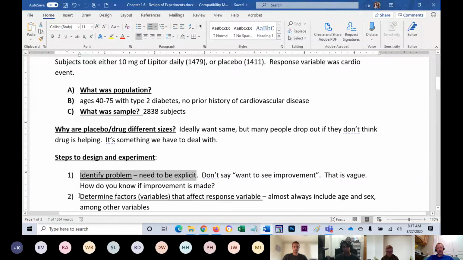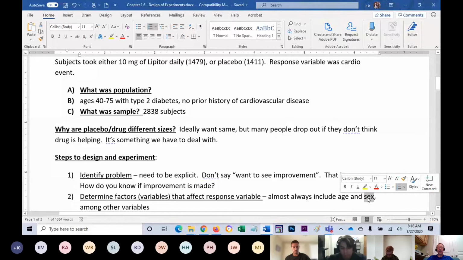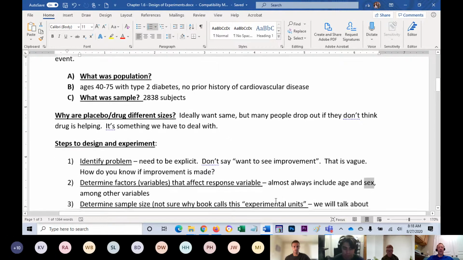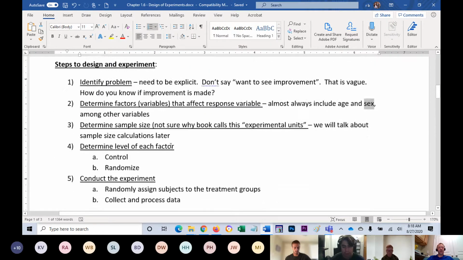All right, step number 2, determine the factors or variables that affect the response variable. Some variables that you should pretty much almost always include are age and sex, among other variables. Almost always with every study, there are going to be differences in age and differences in sex. So those, in addition to other variables such as habits, are you wearing a long sleeve shirt, that kind of thing. Those are always going to be variables you want to include.